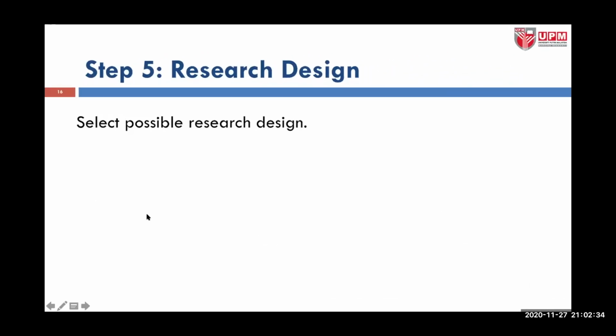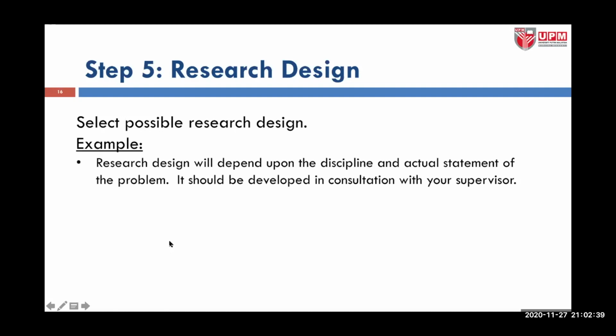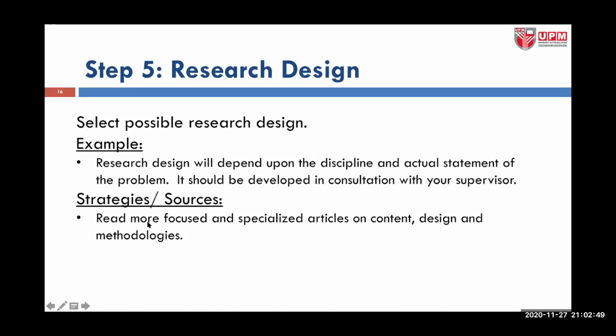And then research design, the last step, is basically to select a possible research design. Research design will depend upon the discipline and the actual statement of the problem. It should be developed in consultation with your supervisors. You read more focused and specialized articles, maybe focusing on results papers rather than literature review papers.